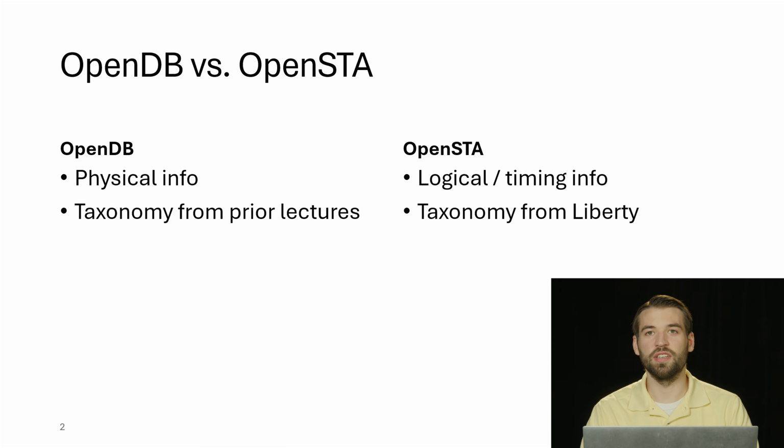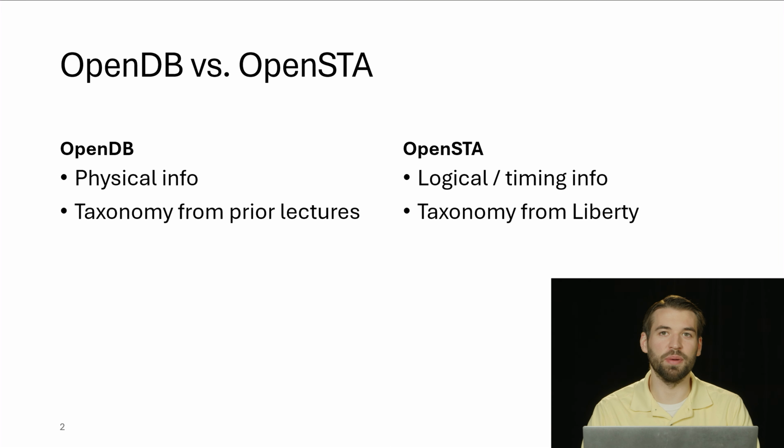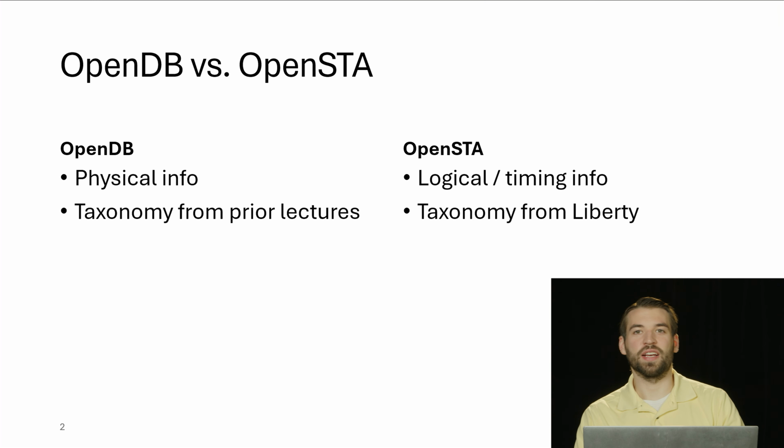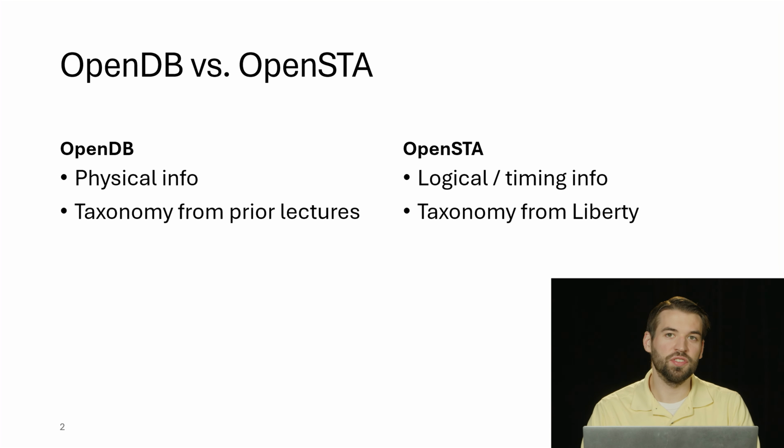Previously, we discussed the differences between OpenRoad's two databases, which are OpenDB and OpenSTA. As a reminder, OpenDB mostly holds physical information about the design, and OpenSTA's DB holds mostly logical and timing information about the design. OpenDB follows the taxonomy presented in the prior lectures, whereas OpenSTA mostly adheres to the taxonomy used in the Liberty timing model.